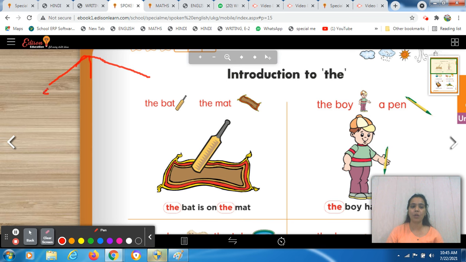One article is a, one is a, next is a and the other is the. So today we will use the only. Okay, the. We will use which article? The today for making our sentences. The, the, the. And we will use the.